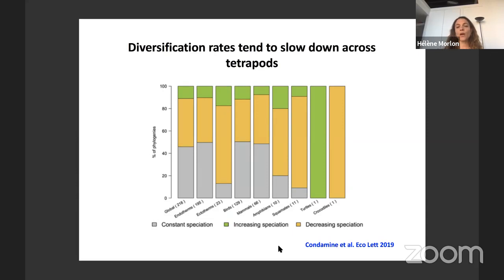So when we fit these models to empirical data, this is an example of the results we find. So first, when we compare models with time varying rates to the constant rate model, we do find a pretty strong support for models where rates are not constant through time, and in particular support for models where rates of diversification tend to decrease through time. So this general pattern that I told you before was quite ubiquitous in phylogenies. We find it again here across a large range of tetrapods.